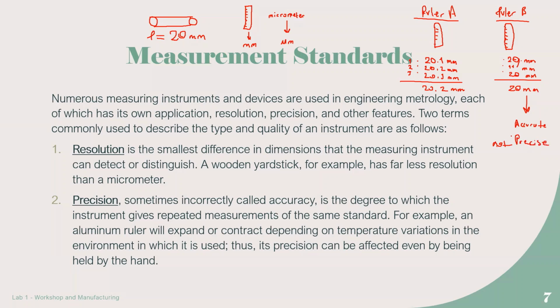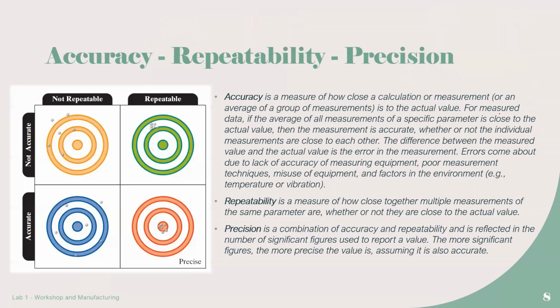Why is it not precise? Because I made three measurements, and the variations between them are really high. But here I made 3 measurements, and they are really close to each other, so they are precise. Ruler A is precise. But is it accurate? It is not as accurate as ruler B. So this is accuracy and precision.